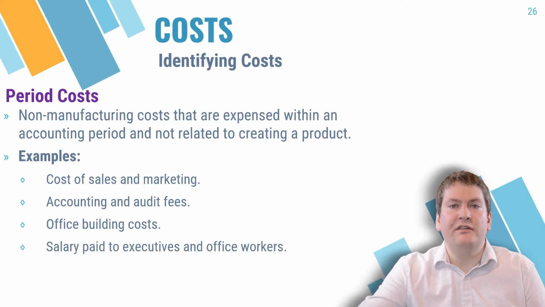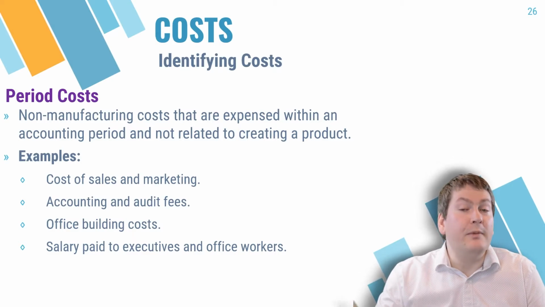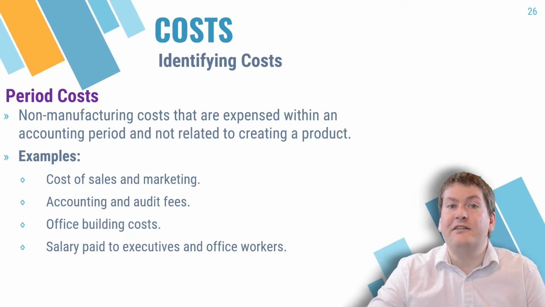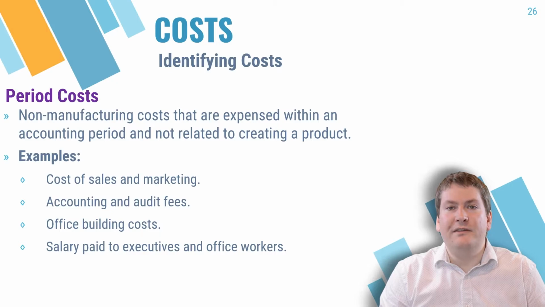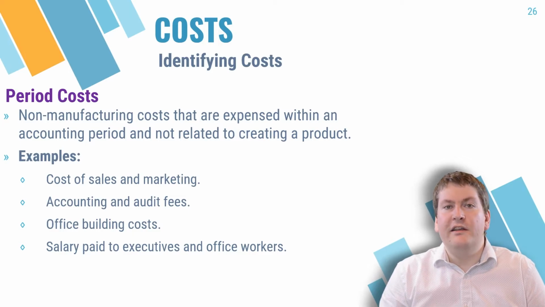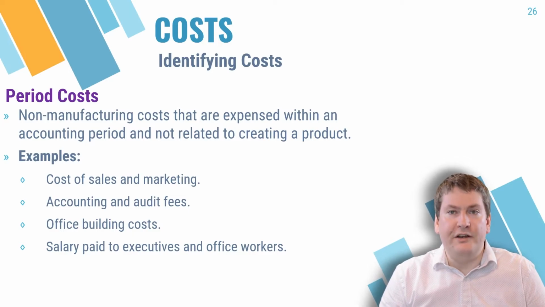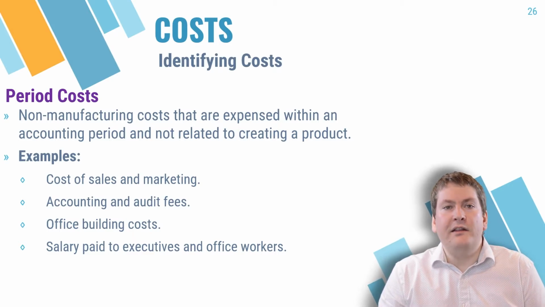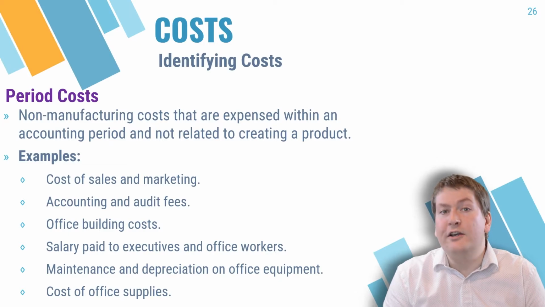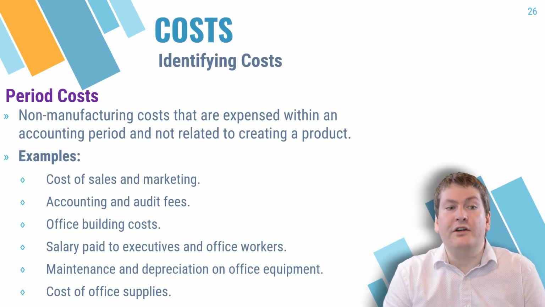Salaries paid to office workers, sales and marketing employees, and executives, including yourself. That's right, salary that you pay yourself is a cost for the company and not something that you simply take out of the margin. So you have to make sure that your salary is included as a cost, even when you're first starting up the business. It's important to pay yourself, but it's also important to keep track of that cost so you're not eating up the margin for your company. The cost of maintenance on office equipment, as well as depreciation, for example, on a photocopier, as well as the cost of office supplies, would also be period costs. Essentially, anything that's not tied directly to a unit of your product or indirectly to a unit of your product is going to fall under your period costs.